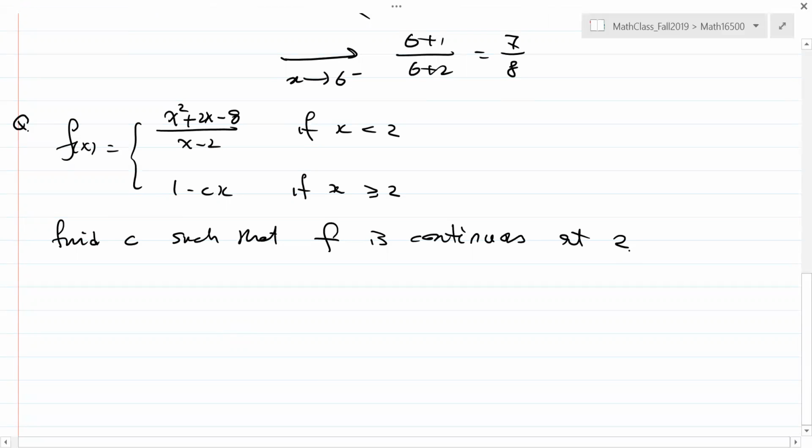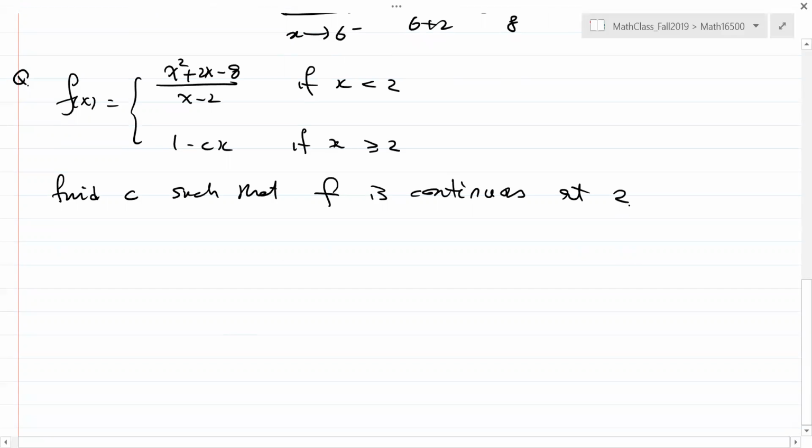So this is a two-piece graph. There's a displacement in general, so you're going to change the value of c so that these two sides will match. Then the graph is not broken, right? By the definition, continuous means the limit as x approaches 2. You should write this down clearly. This is the definition of continuity.